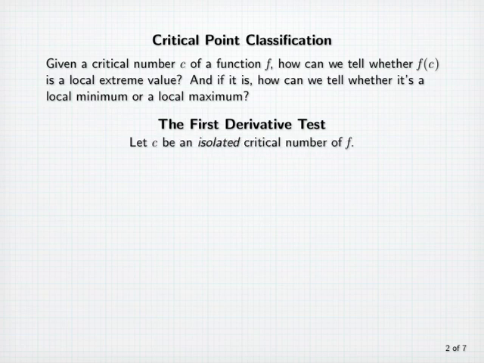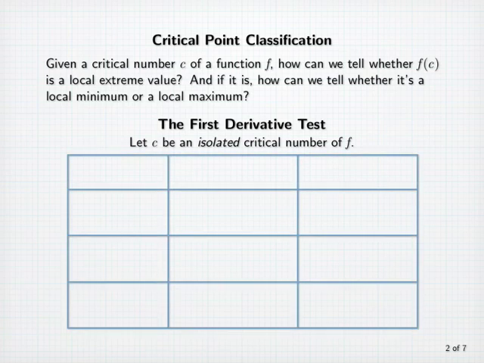Let c be an isolated critical number of f. This just means that there are no other critical points nearby. In other words, there's an open interval containing c which doesn't contain any other critical numbers of f. We'll present the first derivative test in the form of a table where we'll indicate different ways in which f prime of x can change sign at a critical point c, as well as an indication of what the graph of f might look like at the critical point, and the conclusion that we draw from the first derivative test.